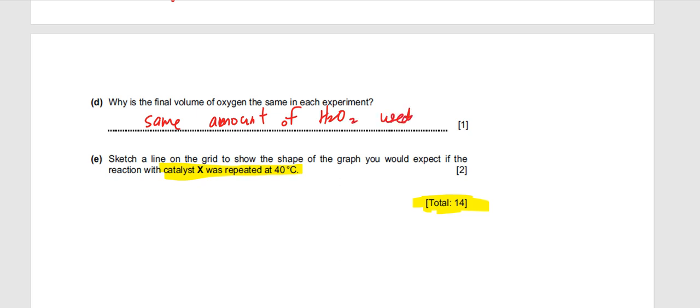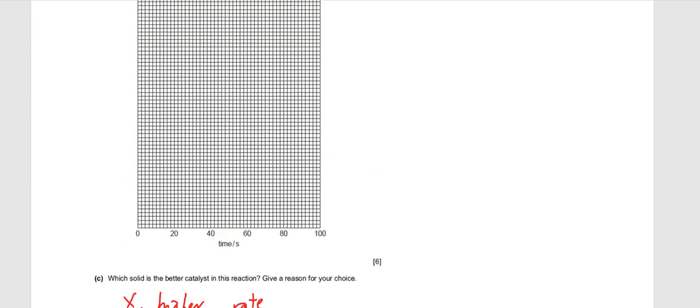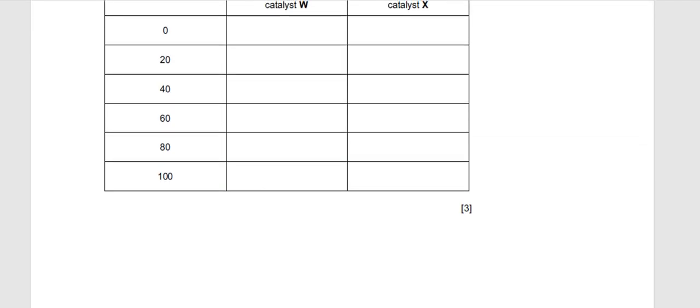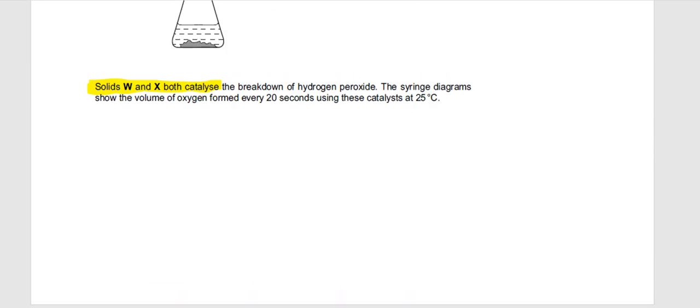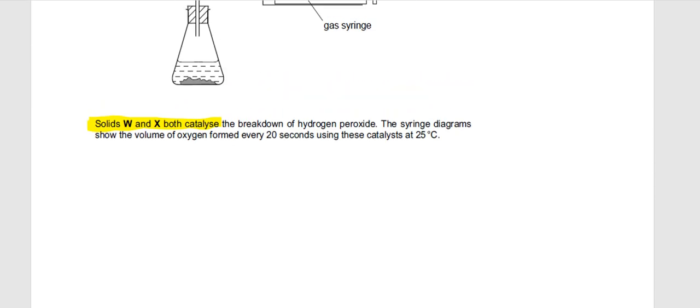Okay, sketch a line on the grid to show the shape of the graph you will expect if the reaction with catalyst X was repeated at 40 degrees Celsius. Okay, you repeat everything at 40 degrees Celsius. Now, how do I know what happens at 40 degrees Celsius? So you look at this. The question says that this is done at 25 degrees Celsius. Okay, the question already says this is done at 25 degrees Celsius. So at 40 degrees Celsius, it will be faster.